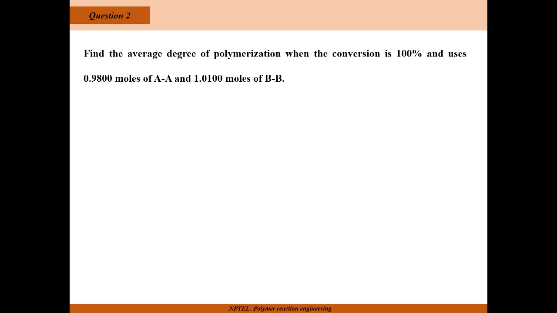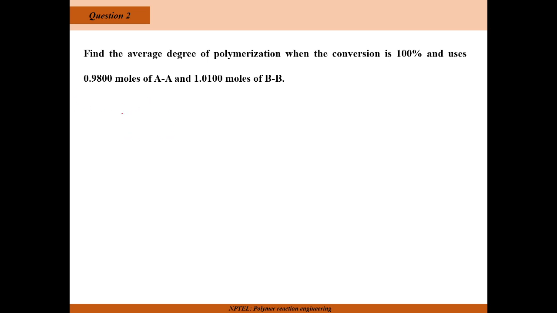If the conversion is 50%, then what will be the P? We take it as a ratio, so if it is 50%, we take P as 0.5. If it is 80%, we can take it as 0.8. Okay, understood. And thus we can proceed further. So let us try to solve this one.